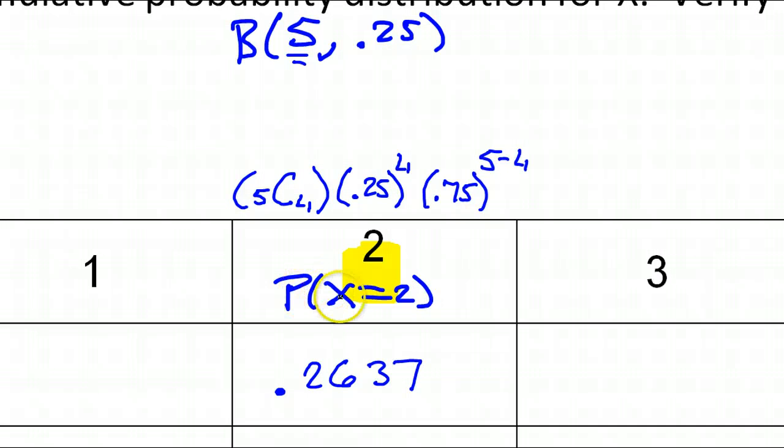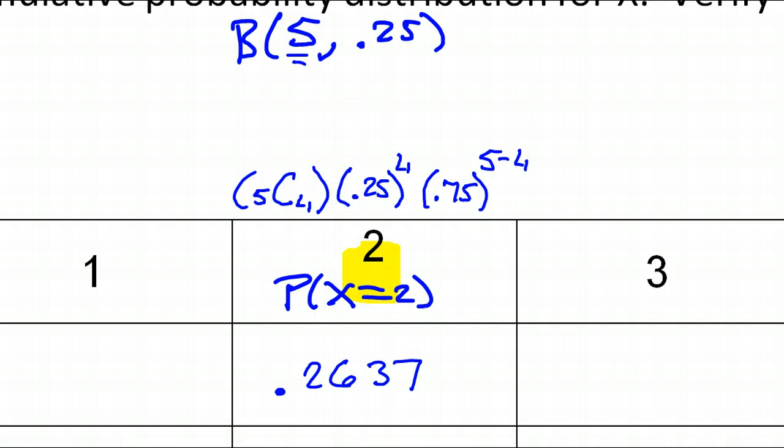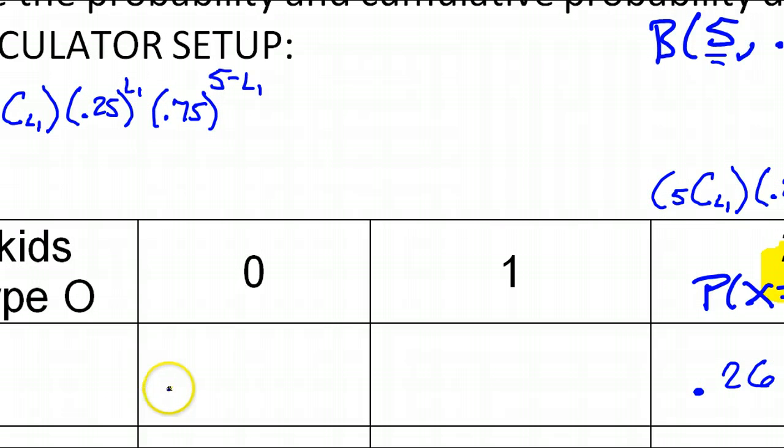Now let's check the one value that we did by hand. Okay, the probability that x is 2 should be 0.2637. 0.2637. So we know this is working out correctly. So that's a good habit to get into. Maybe do one of them by hand in the middle somewhere, and then make sure that when you type it in your calculator, you're getting the values that you know are correct. So I'm just going to copy these down one by one. So 0.2373. Okay, and I'll do the rest off camera.